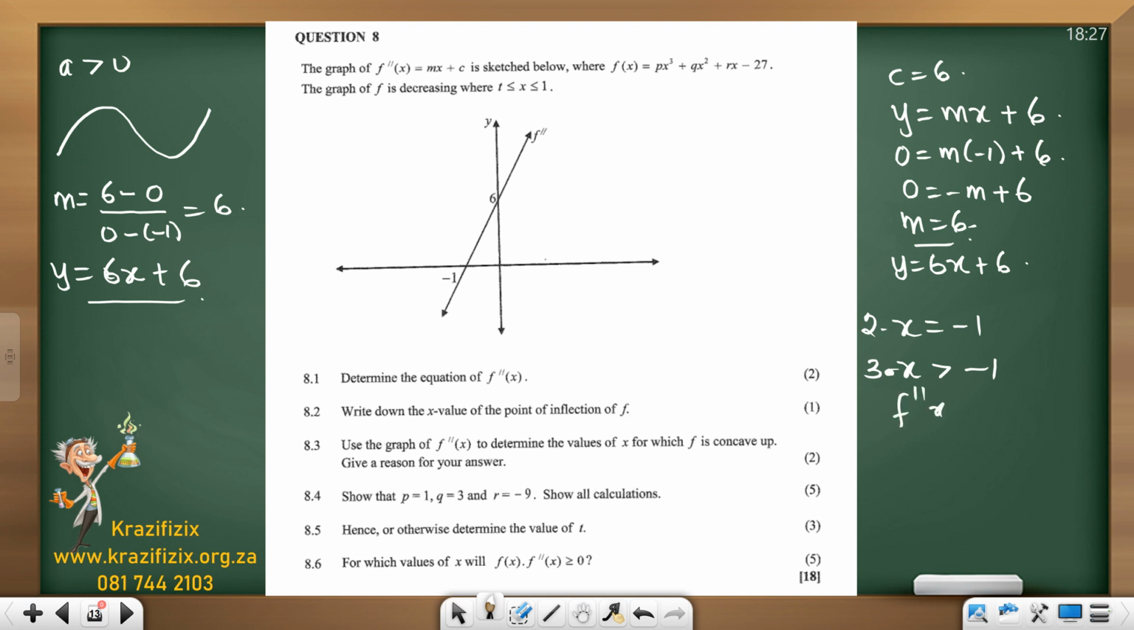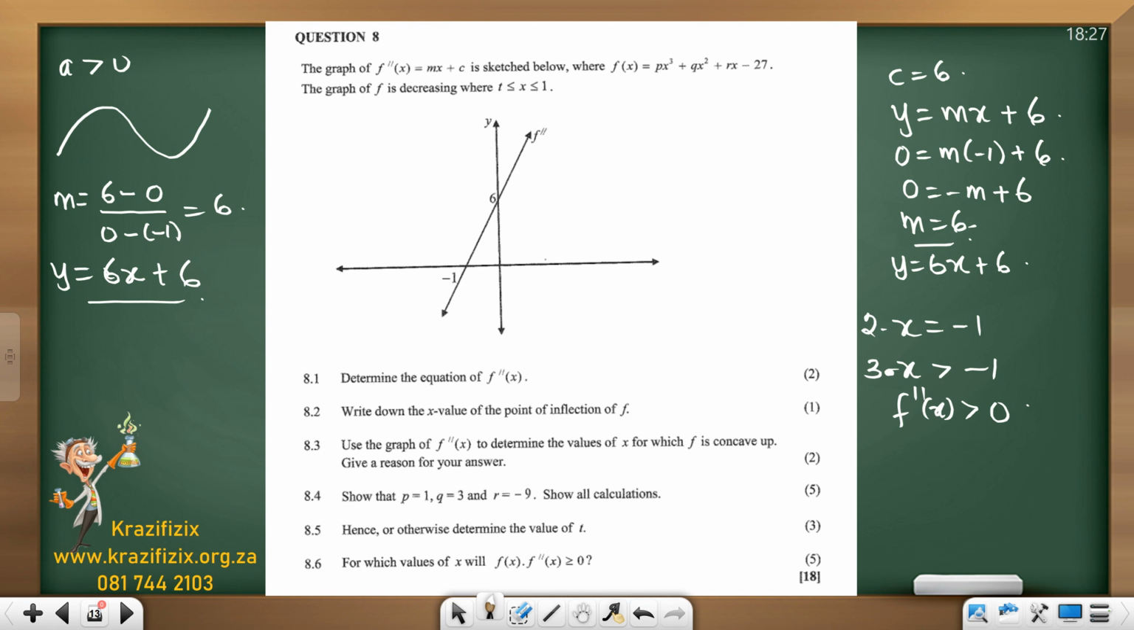Because that is where f prime prime of x is greater than 0. That making sense? That's how we read it. That f prime prime of x is above what? 0.